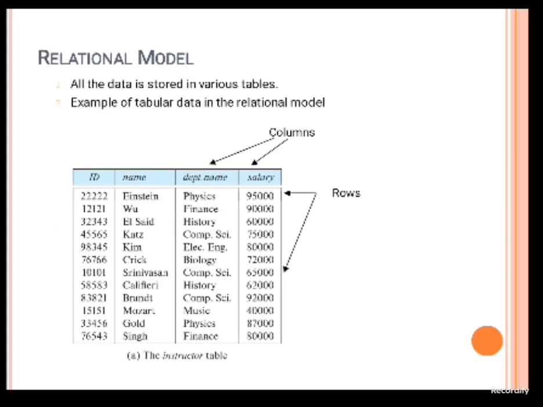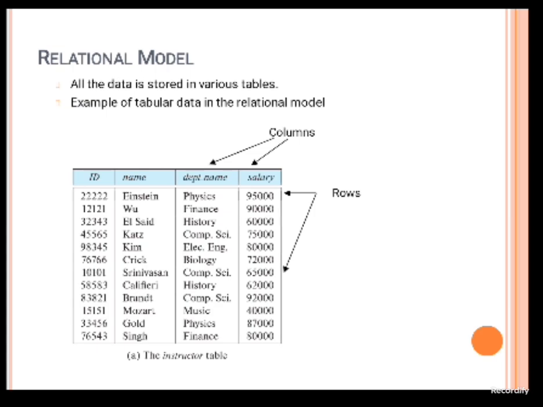Next one is relational model. Now let's study the relational model, which is the foundation of most modern database systems. In this model, all the data is stored in the form of tables. Each table consists of rows and columns. Columns represent different attributes. For example, a student table may contain student ID, name, department, and age. Each row represents one complete record, so every student occupies one row in the table.